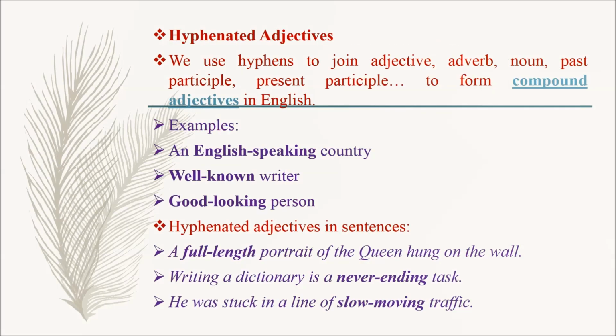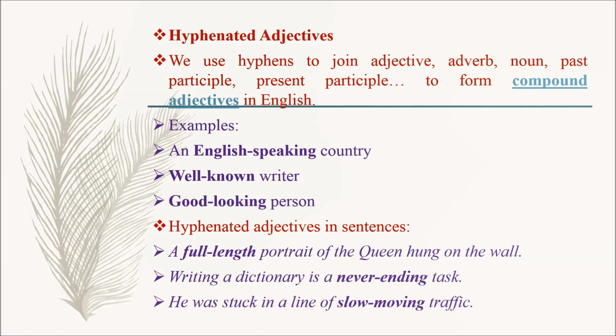Next, let's see hyphenated adjectives. We use hyphens to join adjective, adverb, noun, past participle, present participle to form compound adjectives in English. Examples are English-speaking country, well-known writer, good-looking person.